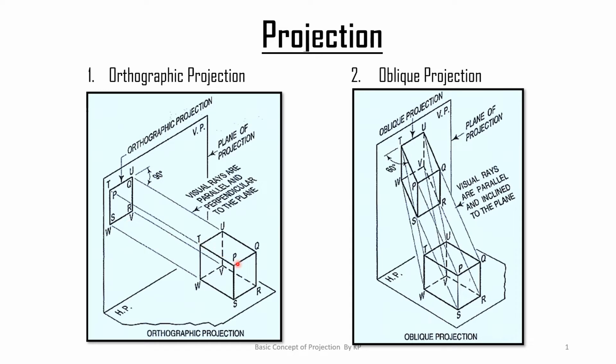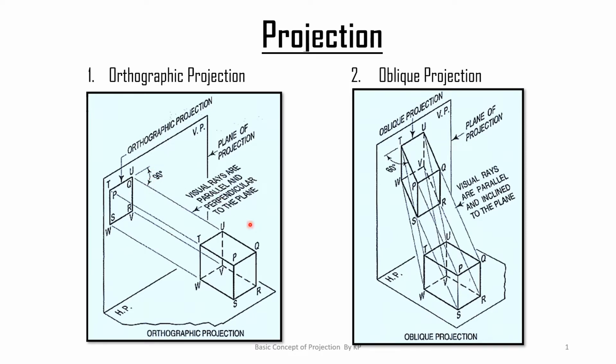Here we see that P and T are coinciding. Similarly, on the second corner U and Q are coinciding, then W and S are coinciding, and R and V are coinciding. When we join these points in sequence, we call this the projection of the object on the vertical plane. A similar projection is obtained on the horizontal plane. In orthographic projection, it is important to understand that the projectors are perpendicular to the plane of projection, whether it is HP or VP.